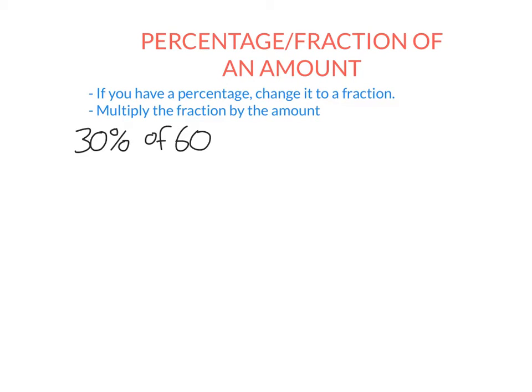So let's say I want to find 30% of 60. So 30% is the same as 30 over 100. That's what percent means, per 100 or over 100. So of means times. So this is just 30 over 100 times 60. So 60 is the same as 60 over 1. So if I was doing this without a calculator, I'd write it like this.